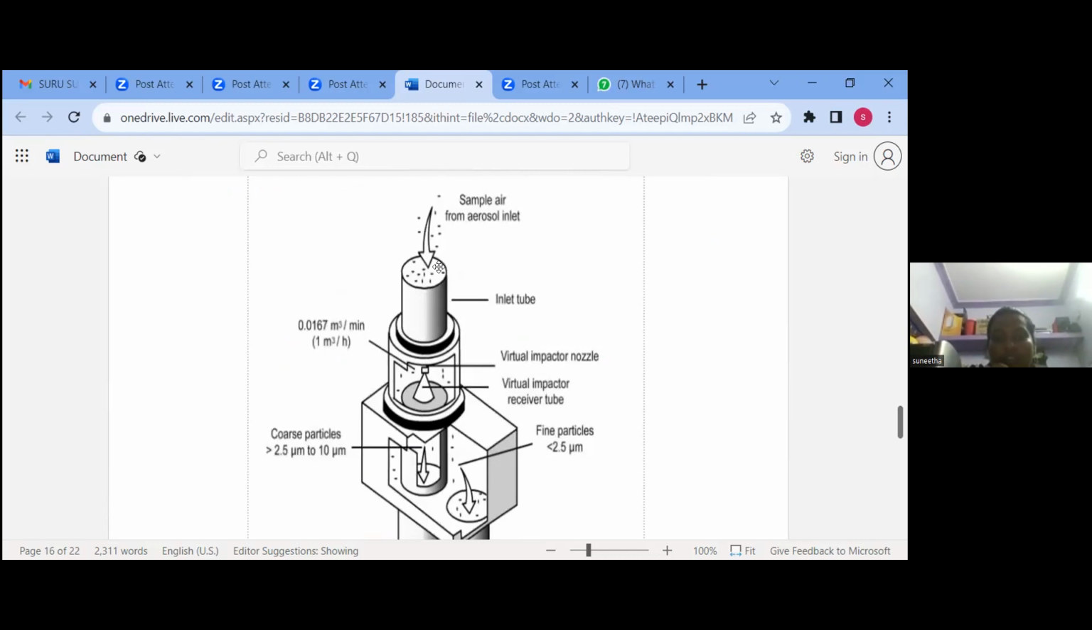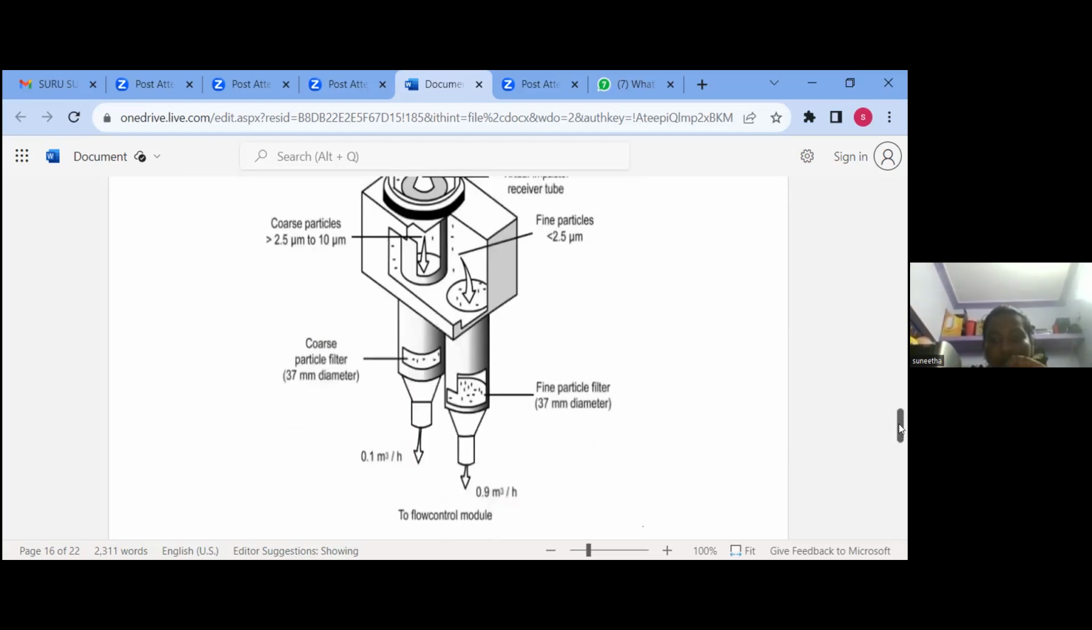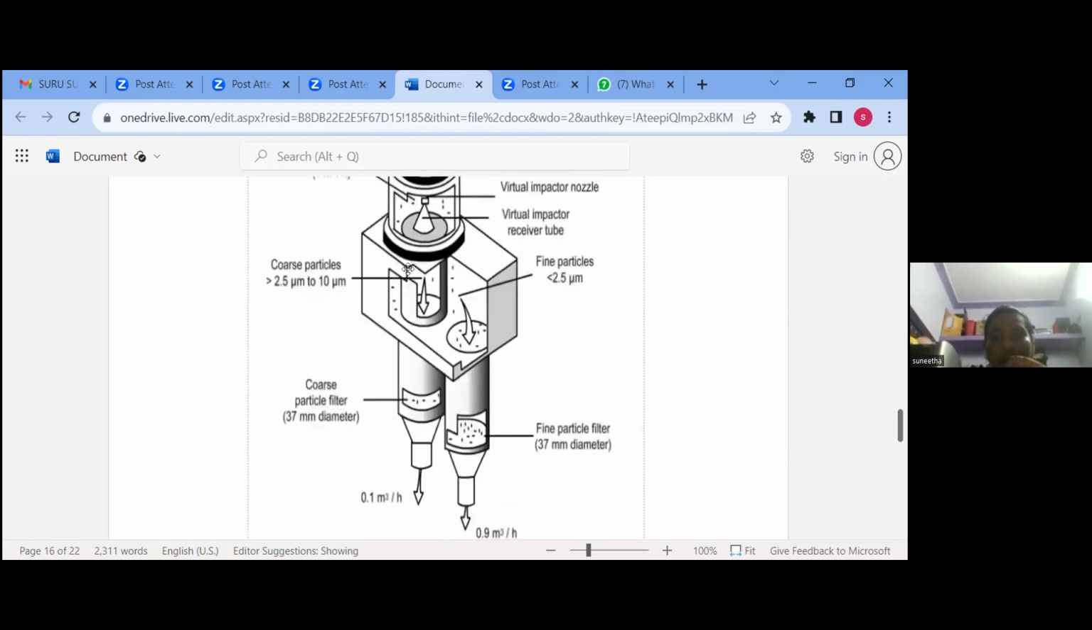Here the air is let in through this pipe, and we can see that there are some levels of filtering, like the virtual impactor nozzle. When air passes through this nozzle, some impurities are filtered, and coarse particles with sizes from 2.5 micrometers to 10 micrometers are filtered here, and then fine particles less than 2.5 micrometers. After passing through these 2 nozzles, the air comes down, and here we can measure some particles by diameter, and this is the last level of filtering.